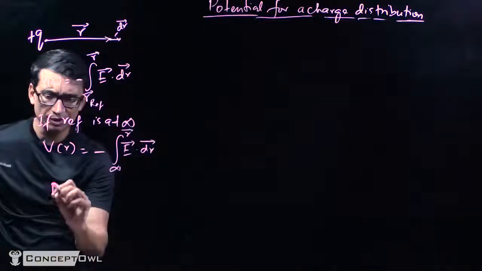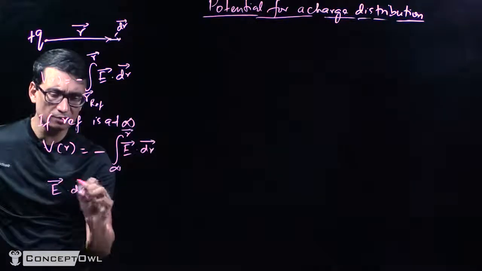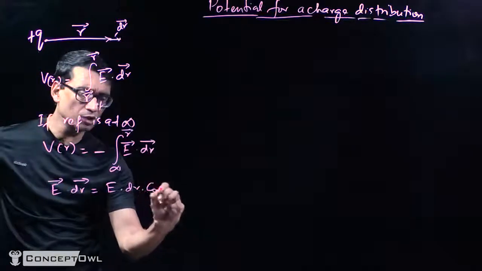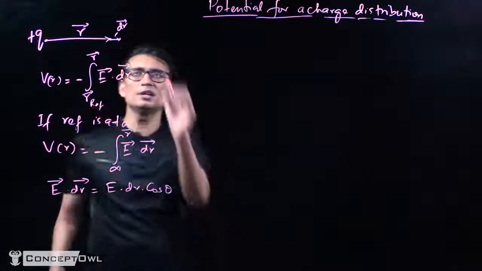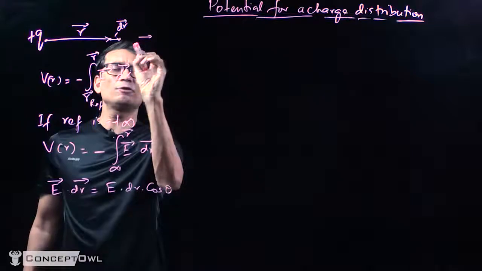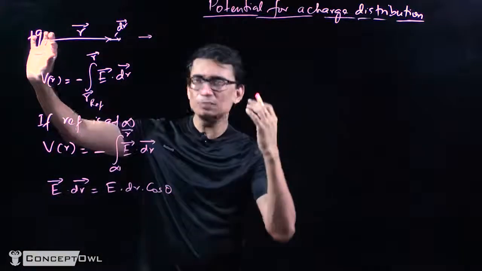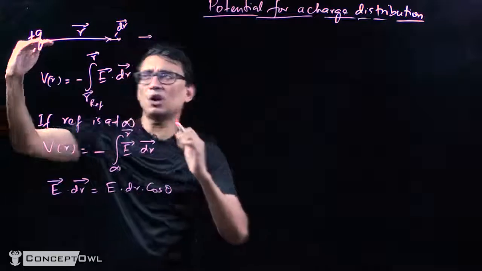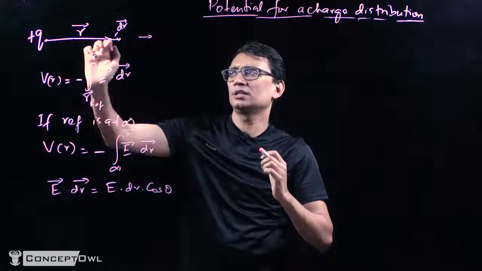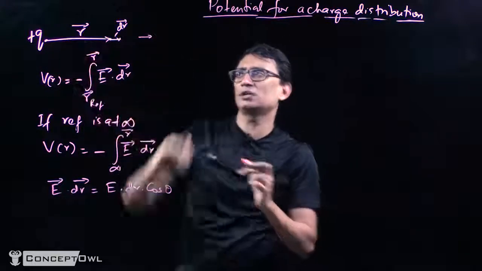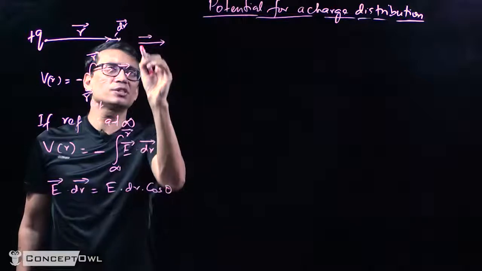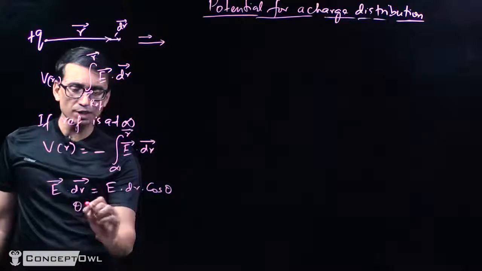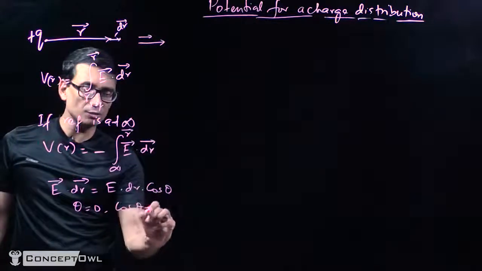So for this small element, E dot dr would be equal to the electric field into the magnitude of dr into cos of theta, the angle between them. Now as you can see, this is my dr, and my electric field would be in what direction? Just go back to Coulomb's law. If I put a unit charge here, the force would be along the line joining the test charge and plus q. So that would be along the radius, and my electric field also would be in the same direction. So the angle between them is 0, and therefore cos of theta is equal to 1.